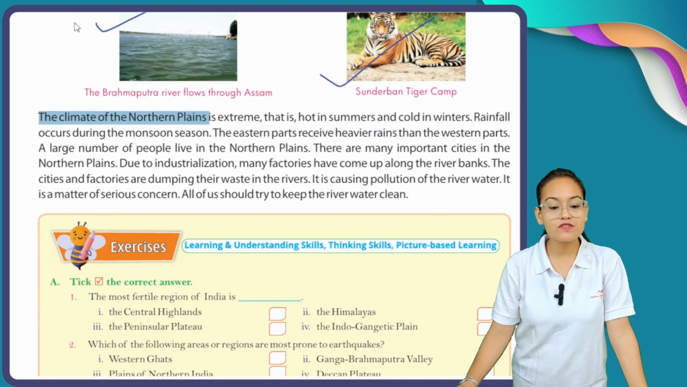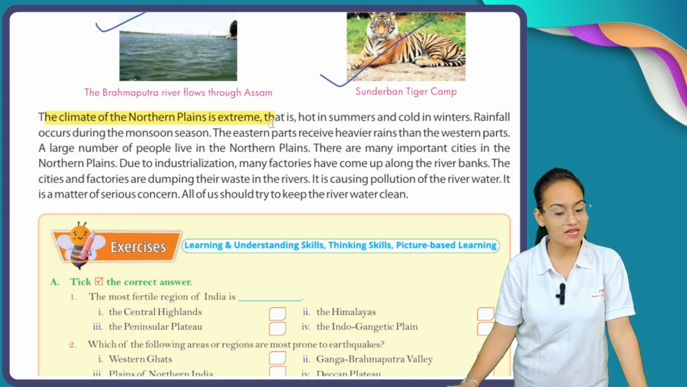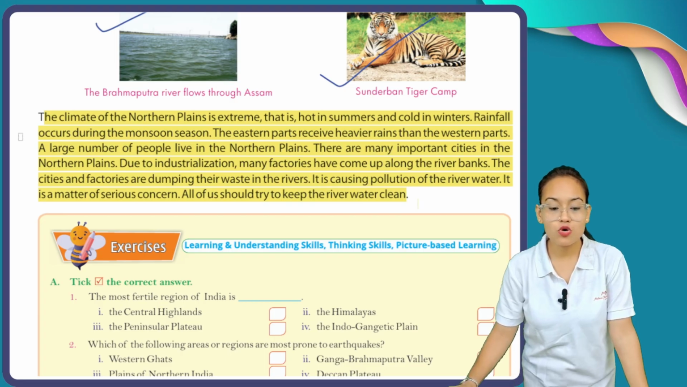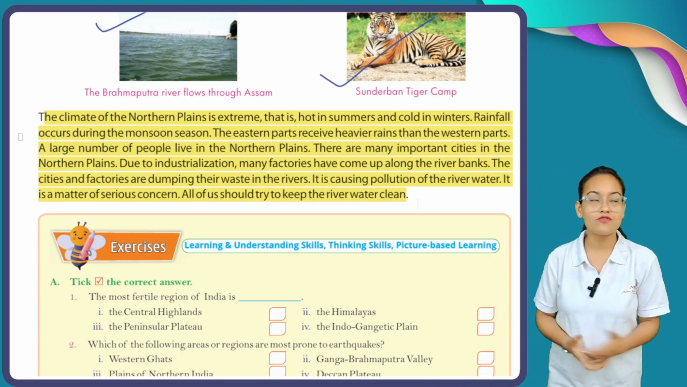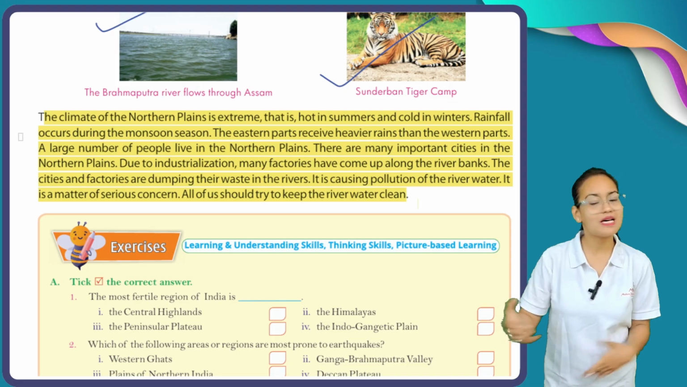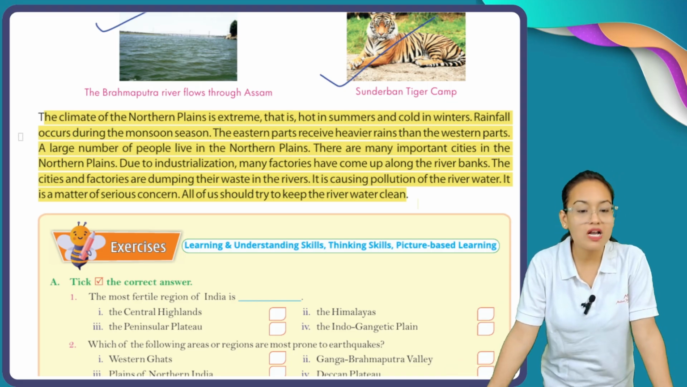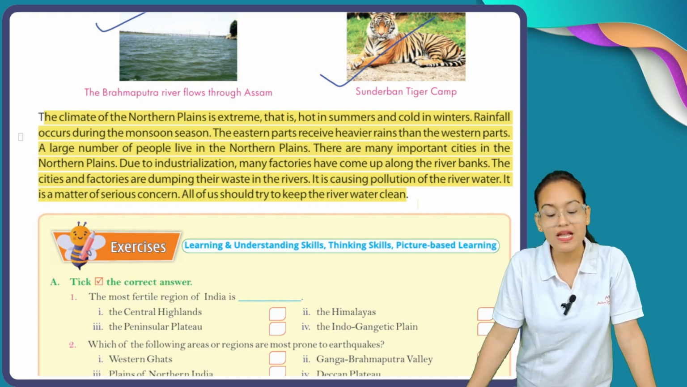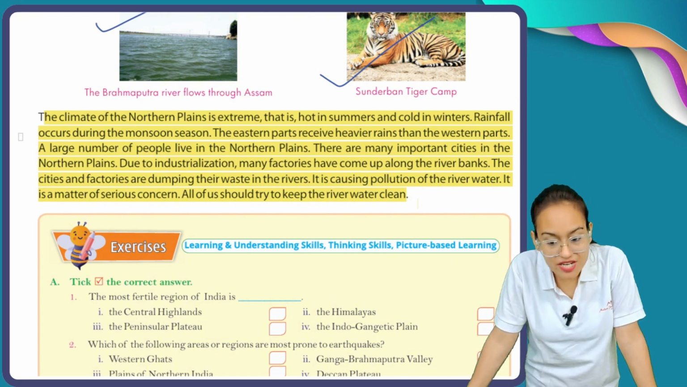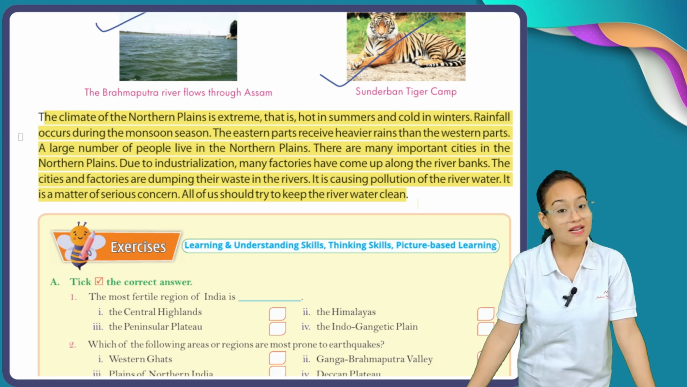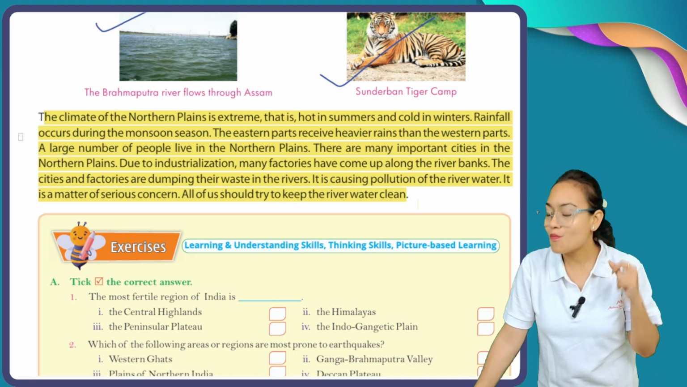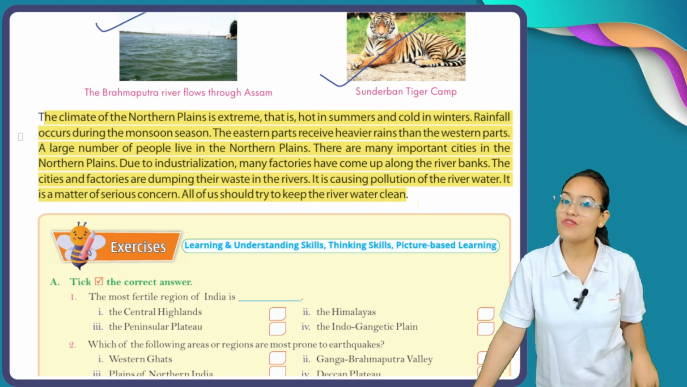The climate of the northern plains is extreme. That is, it is hot in summer and cold in winter. Rainfall occurs during the monsoon season. The eastern part of the northern plains receives much heavier rainfall in comparison with the western part.